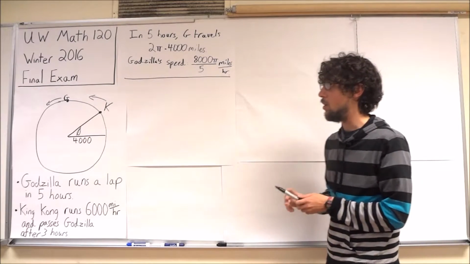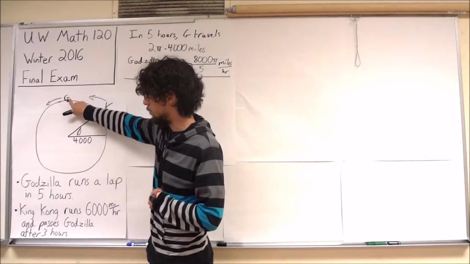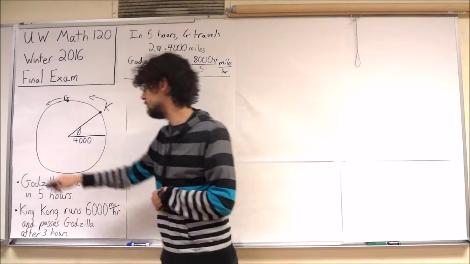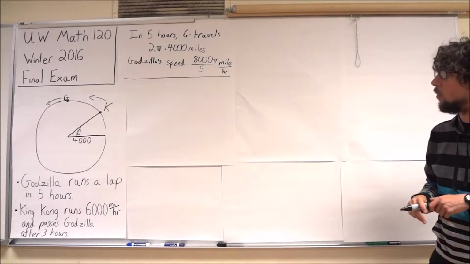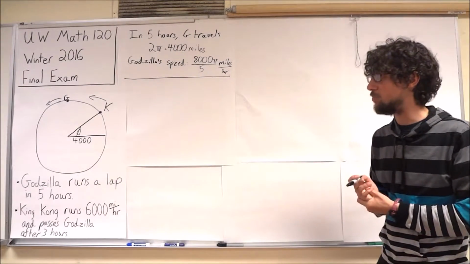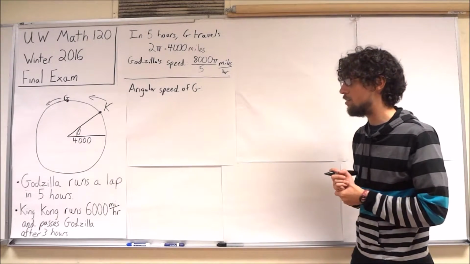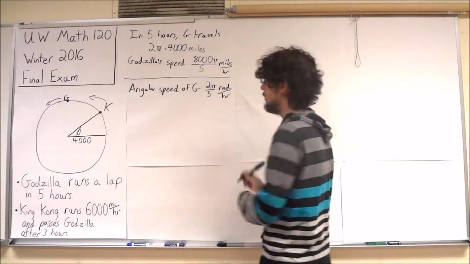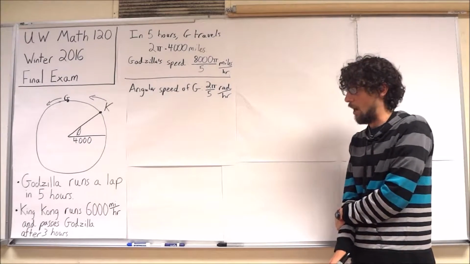So in other words, if King Kong were right here, we'd say his position was 0. Godzilla's initial position is pi over 2. When Godzilla gets to here, his position is pi. So what can I say about each of their angular speeds? Godzilla runs 2 pi radians in 5 hours. So Godzilla's angular speed is 2 pi over 5 radians per hour.